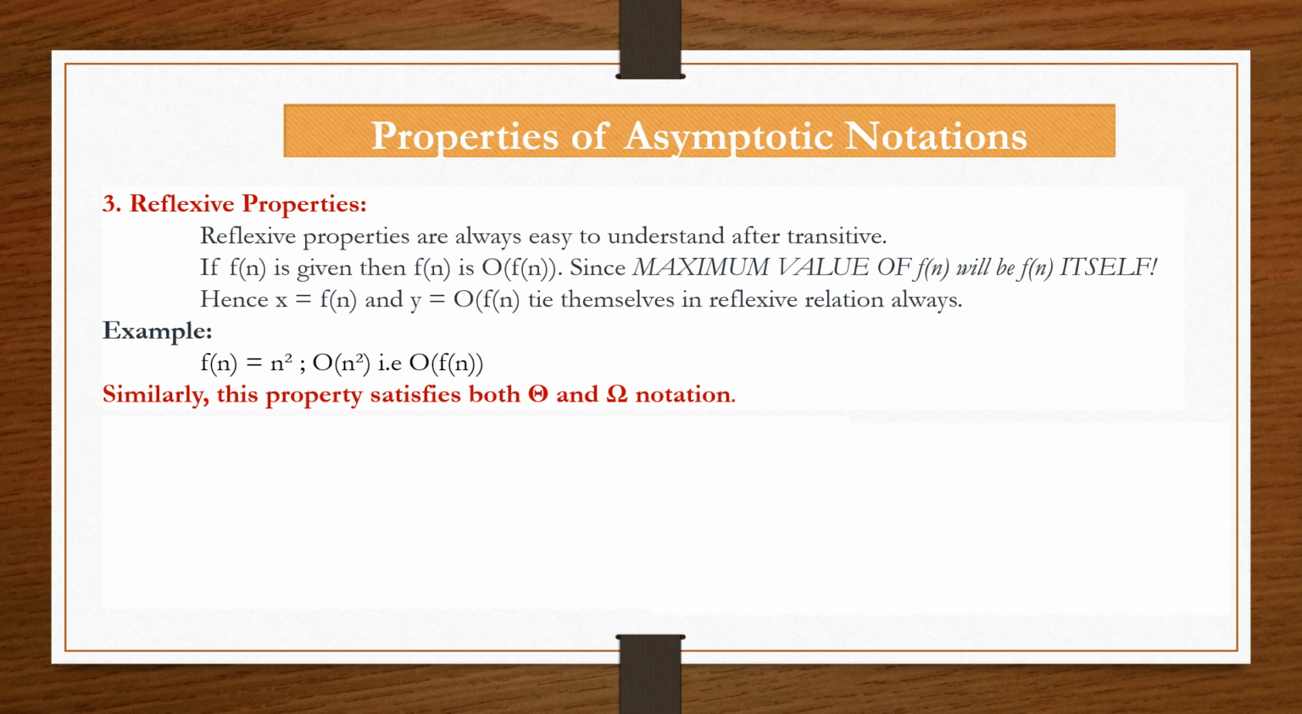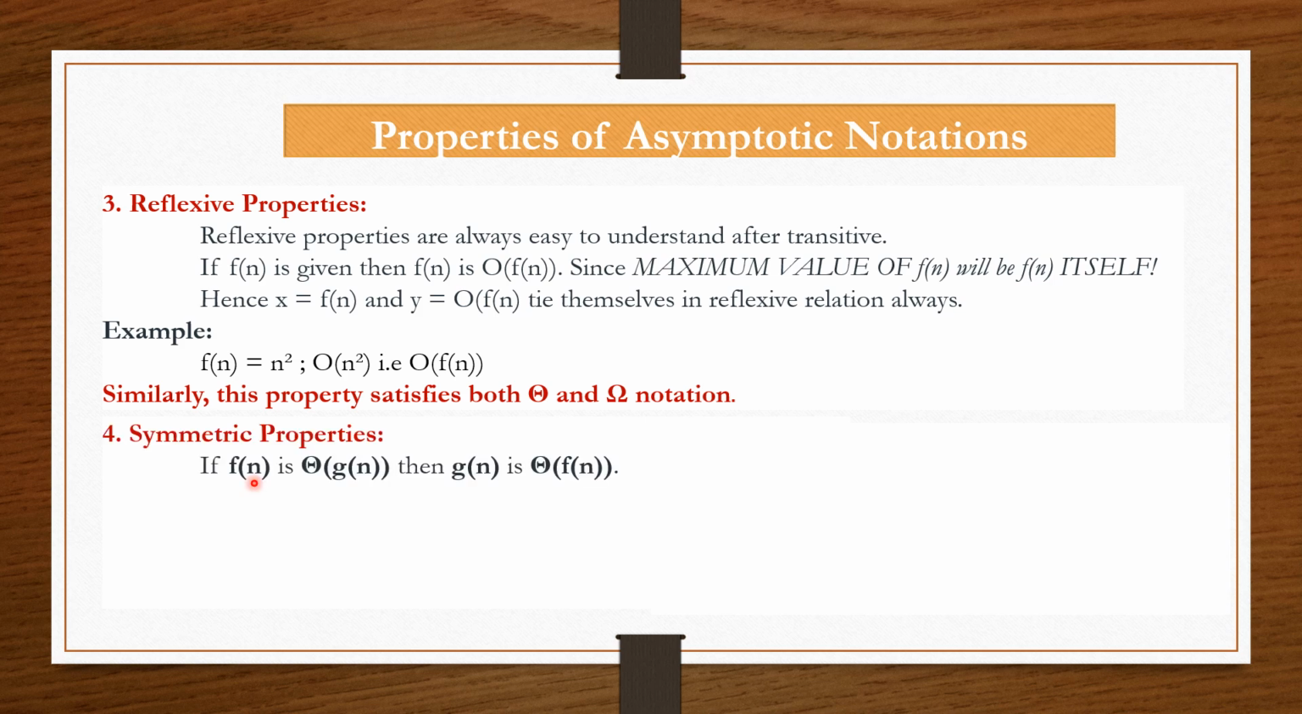Here is an example. If f of n is n square, it is order of n square. This property is also held by big theta and big omega. Next is the symmetric property.